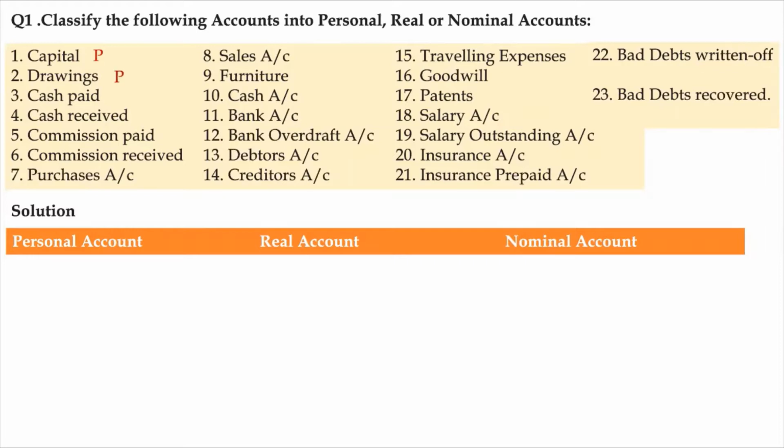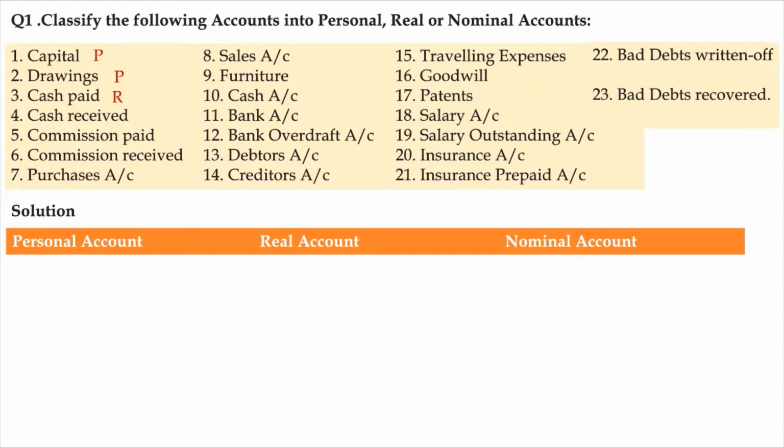Okay. Now the third is cash paid. Cash is an asset for a business. So all the assets are related to which account? All the assets are related to real account. So cash paid will be the real account. Okay, so we will write R in front of it.